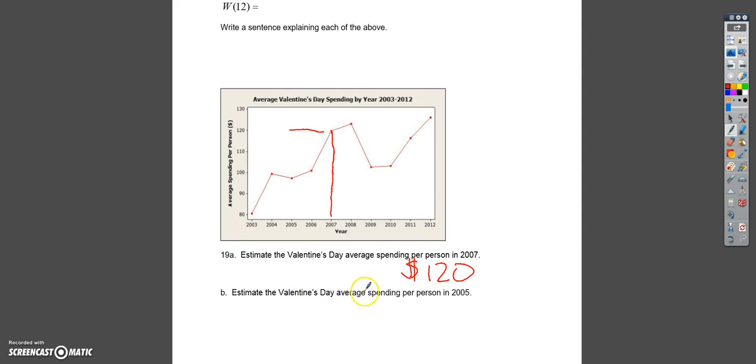Estimate the Valentine's average spending per person in 2005. So that would be right here. So we're going to come up here. So it would be probably a little less than 100. We'll say 80.